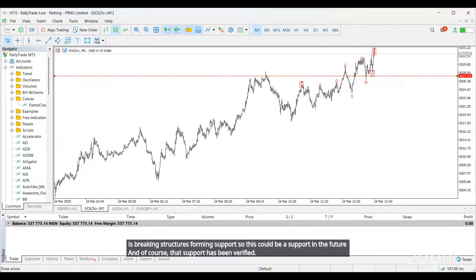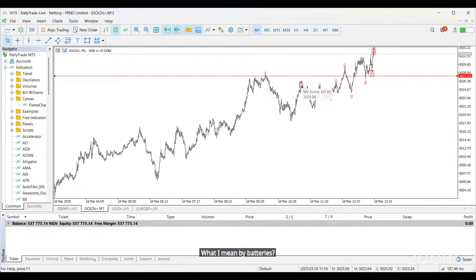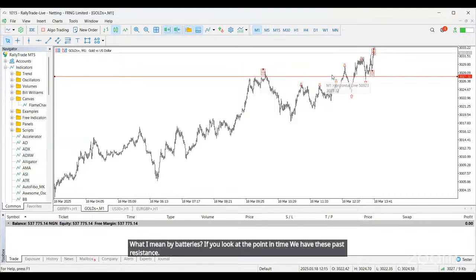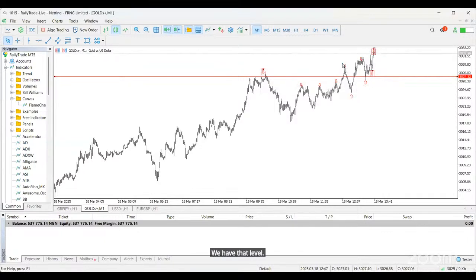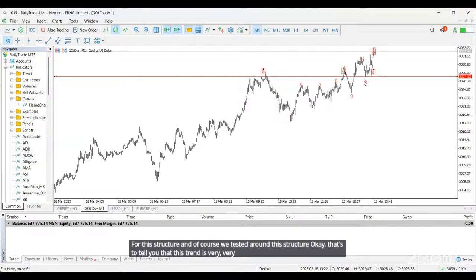What I mean by that is, if you look at here, at the point in time, we have this as resistance, right? And then we have that level broken around here on the structure, and of course we tested around this structure. Okay, that's to tell you that this trend is very, very strong. That's what you are seeing here.